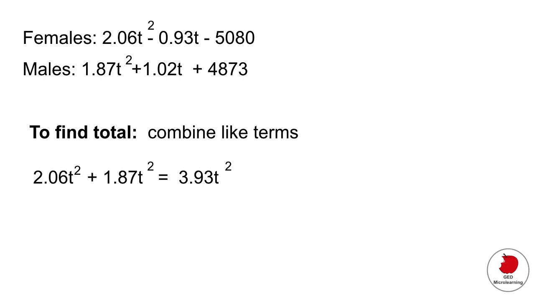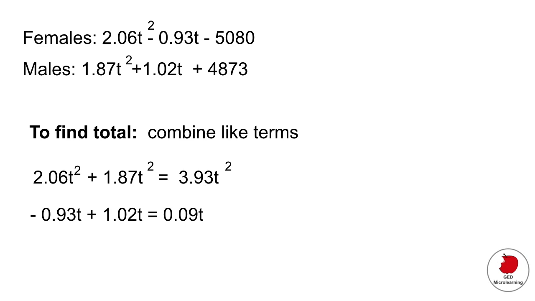So what this means is that you're going to take all the terms that are similar. So you're going to add all the numbers that are raised to the power of 2, that have a square. So you would add 2.06 t squared from the females plus 1.87 t squared from the males. That gives you that number. You're going to do the same thing with the second set of numbers that have the t. Okay, and that gives you that.